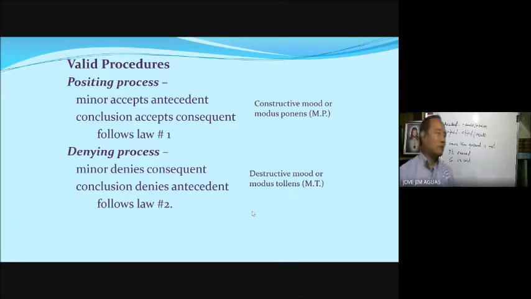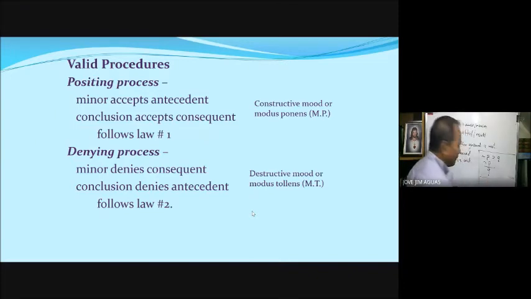Okay? Now suppose it is like this. I'll put a side window here. Let us suppose the schema is like this. If not P, P could be any antecedent, then Q. The positing process or modus ponens would be like this: not P, then Q. Notice that I just copy the antecedent and copy the consequent. I did not change anything. That's the positing process or modus ponens.